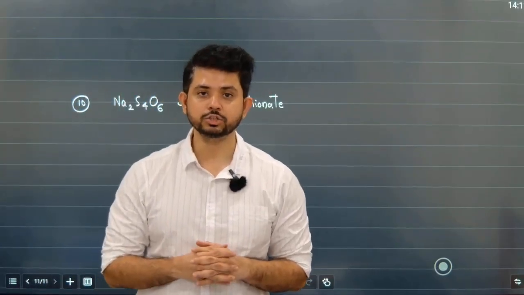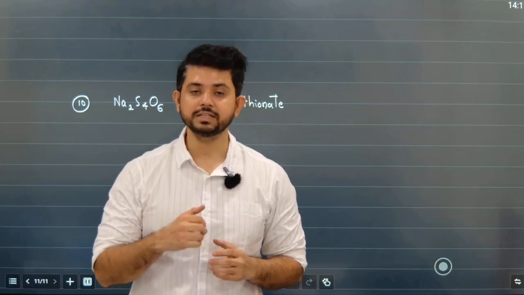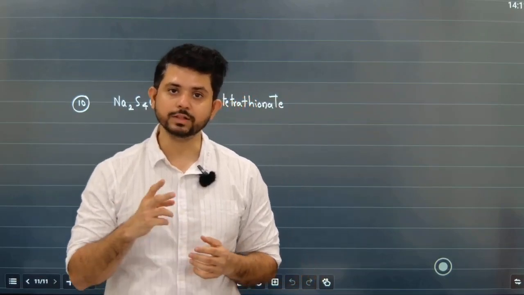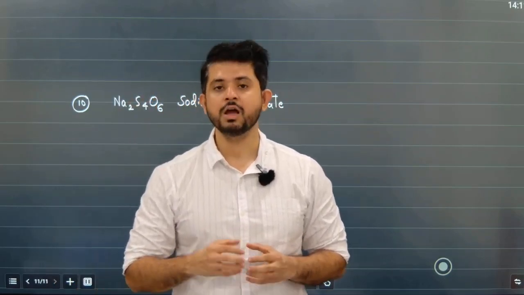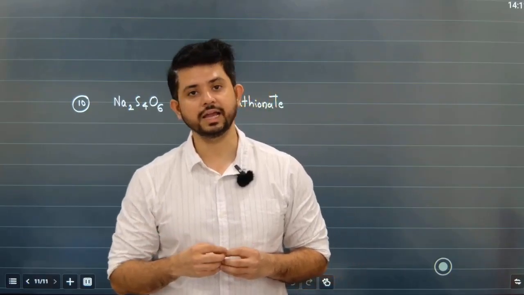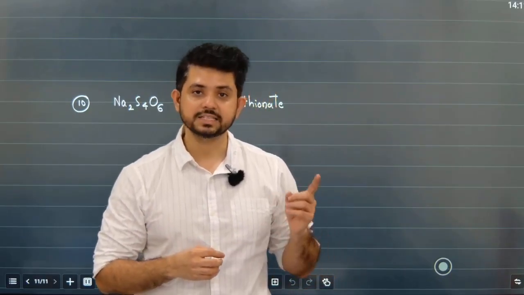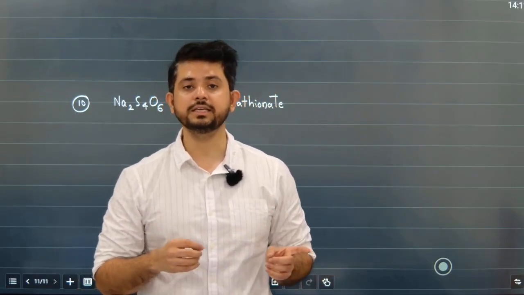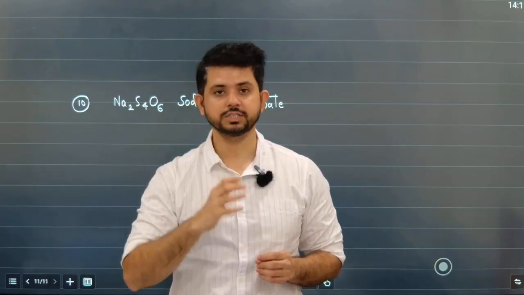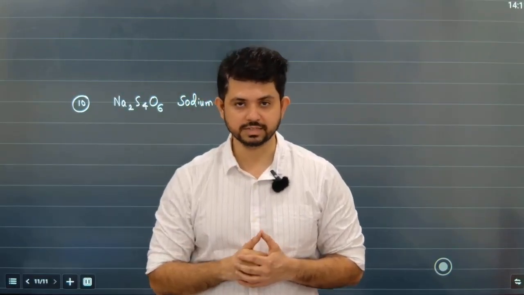In the next lecture, students, we will start with balancing of redox reactions. There are two methods of balancing redox reaction. The first method is called as the ion electron method, and the second method is called as the oxidation number method. We'll do both the methods next class.